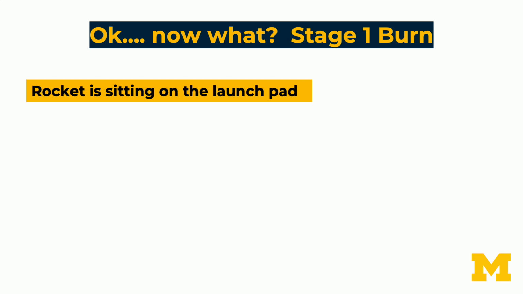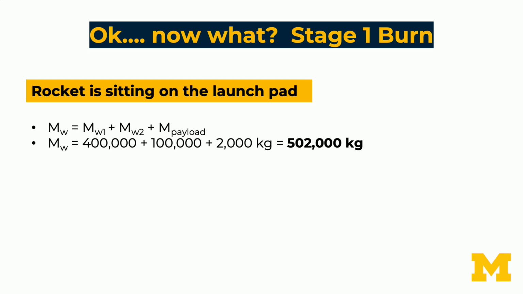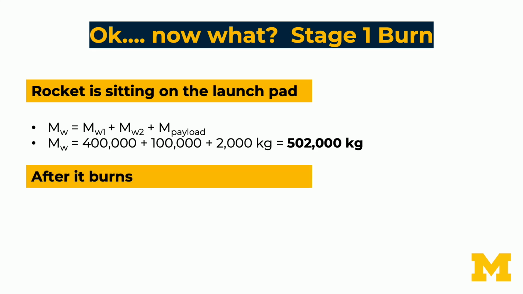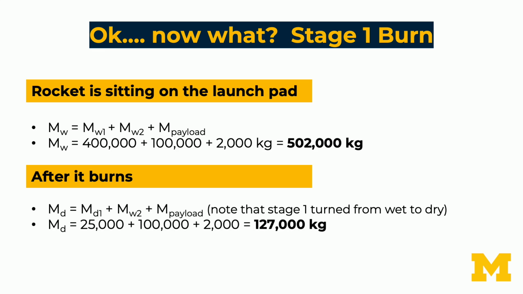When the rocket is sitting on the launch pad, its total mass is the wet mass of the first stage plus the wet mass of the second stage plus the mass of the payload. That total mass is 502,000 kilograms. After it burns the fuel in the first stage, that's going to be the dry mass of the first stage, but it's still carrying the wet mass of the second stage and the mass of the payload.